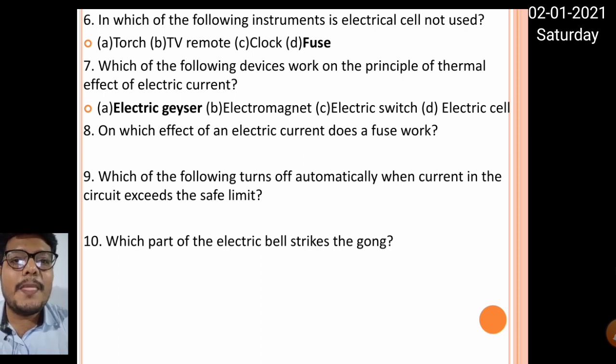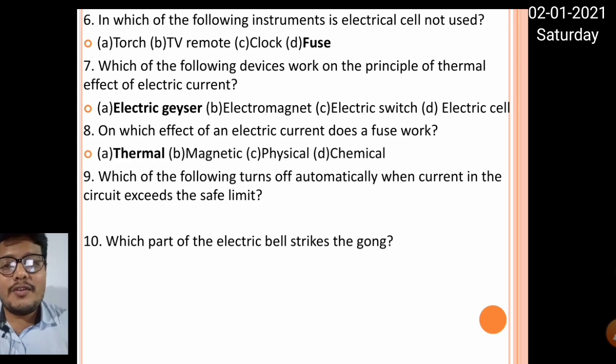Okay, number 8. On which effect of the electric current does a fuse work? Right, that is also a thermal effect of electric current, because when there is heavy electric power, the fuse wire will melt, right, and it will stop the supply of current in your house.